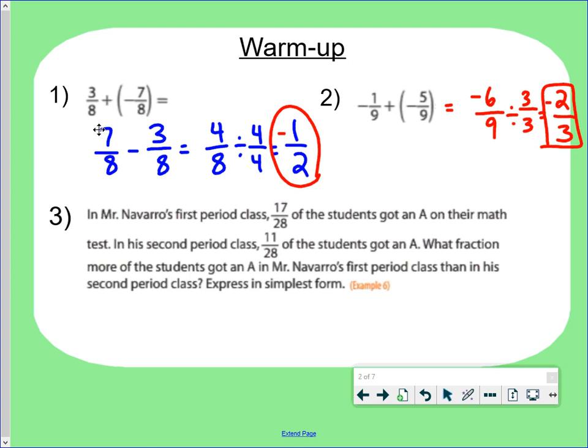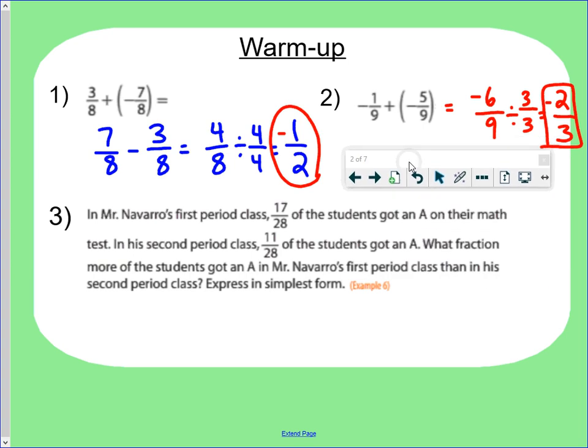Number 3, it says, in Mr. Navarro's first period class, 17/28 of the students got an A on their math test. In his second period class, 11/28 of the students got an A. What fraction more of the students got an A in Mr. Navarro's first period class than in his second period class? We see our keywords there: expressed in simplest form, and more than. Remember when you see that, it almost goes backwards. So we're just going to be subtracting those.